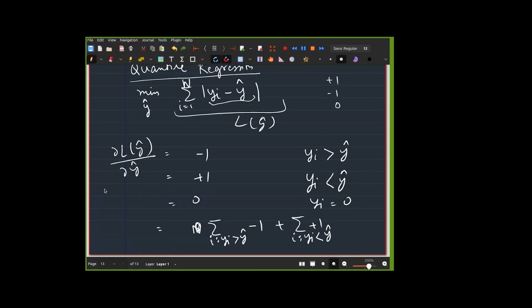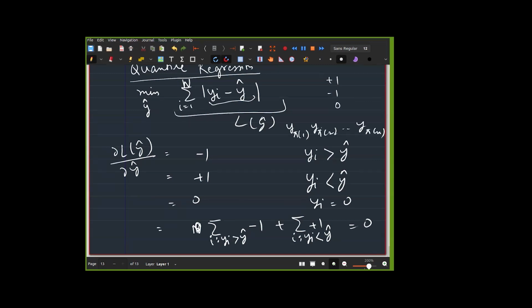Now the thing is, the optimality condition for any loss is that the gradient equals 0, right? And when will the gradient be equal to 0? It will only be equal to 0 when y hat actually is the median, which means that if I sort all my yi values, some permutation of y1, y2, and so on, right?